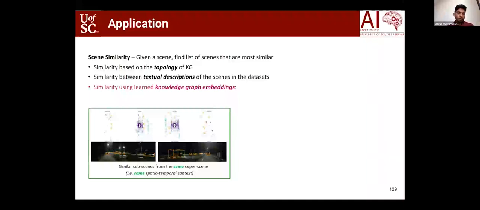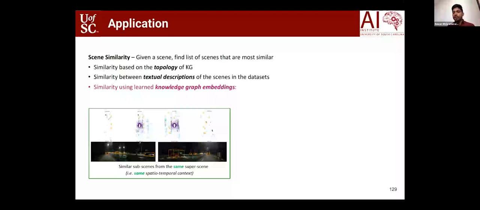Basically, we wanted to make sure the embedding model we trained can capture the same spatiotemporal context. So in this case, we can see this image is the given subscene. So the model can find the subscene which is from the same scene. So that means it can capture the same spatiotemporal context.